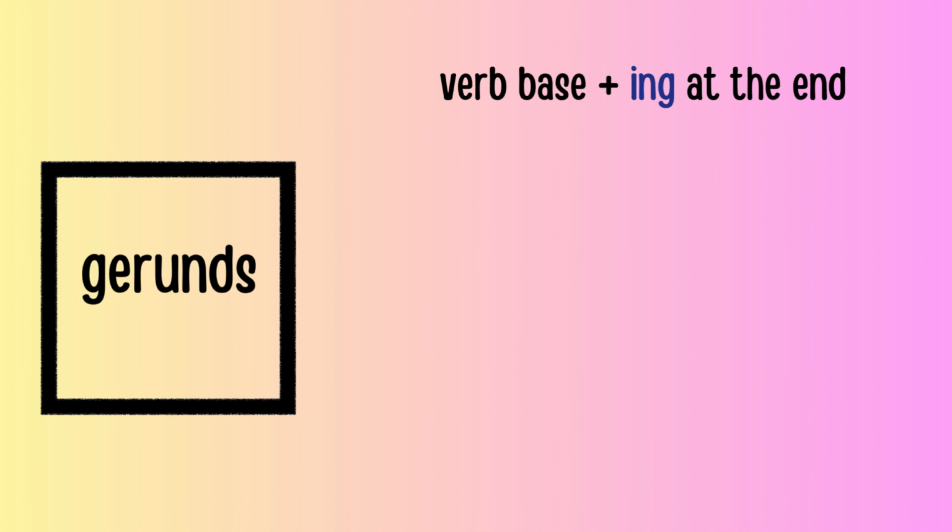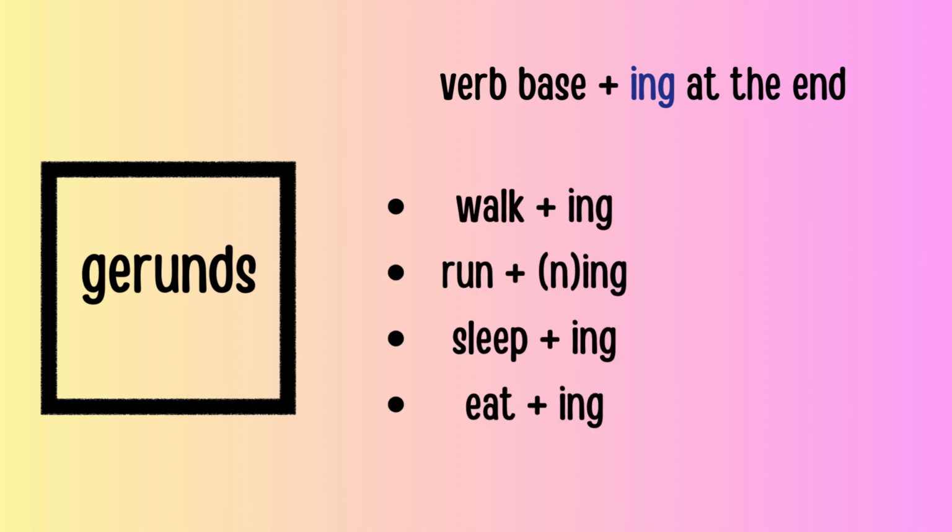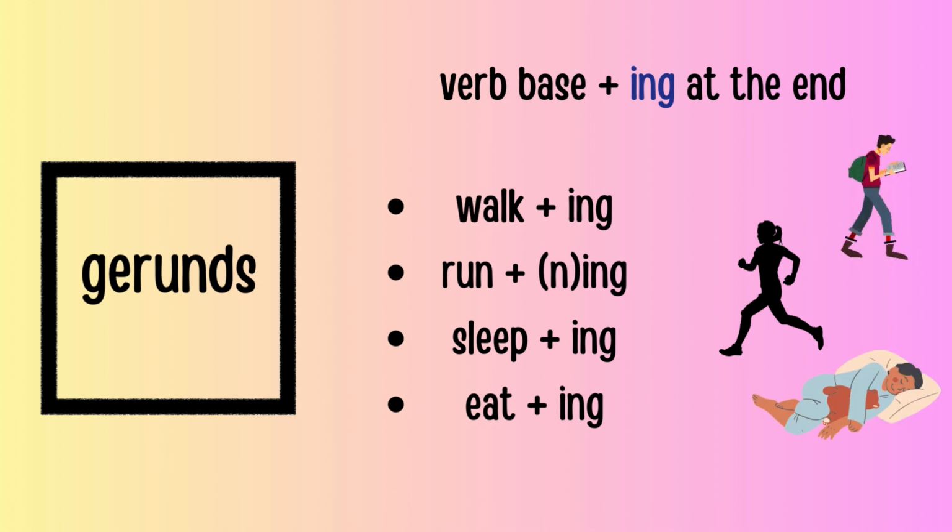So let's look at some examples of gerunds. We'll start with the verb base, then add ing at the end. The verb walking would be formed by adding ing to the word walk. Now running, when you spell running in English, you add another n at the end, and then you add ing to form running. Sleep plus ing would make sleeping, and eat plus ing would form eating.